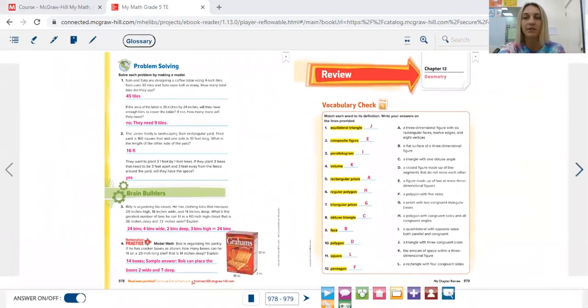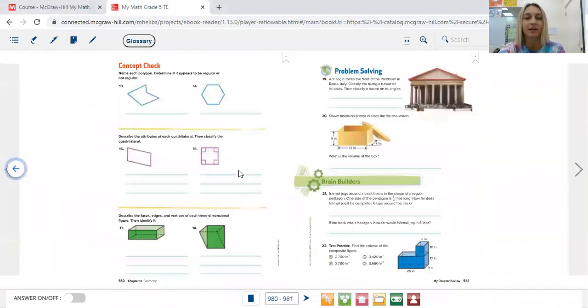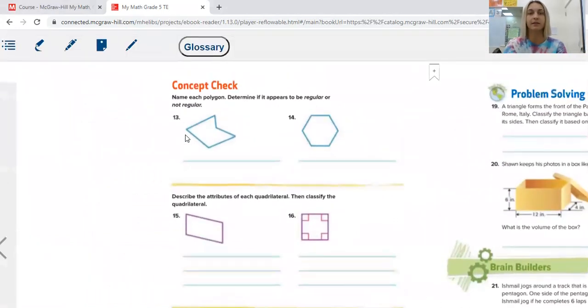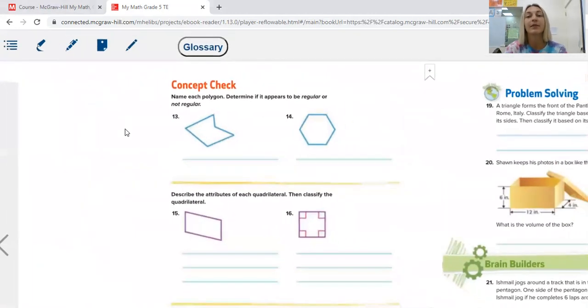So I'm gonna turn our answers off first. Turn to page 980. So I'm just gonna go over these and then you guys can stop the video and start working. This one says to name each polygon. Determine if it appears to be regular or not regular. So name the polygon means tell me what it is called. Count the sides and tell me what this polygon is called. Determine if it appears to be regular or not regular. Refer to our definition of regular back there, okay?